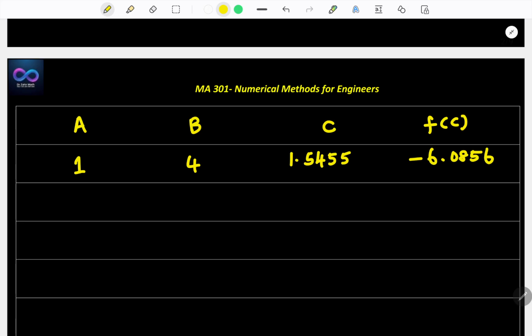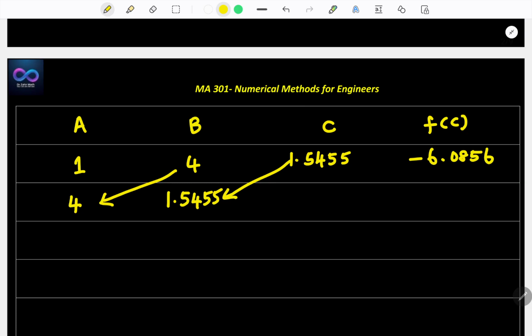How to go to the second row? In all the previous methods, regula falsi and the iteration method, I gave you different ideas. If f of c is positive you have to use this value, that value. But here it is not like that. Every time take the B value here and the C value here, the nearest values. Now we are going to take 4 here and 1.5455 here, and then press calc.